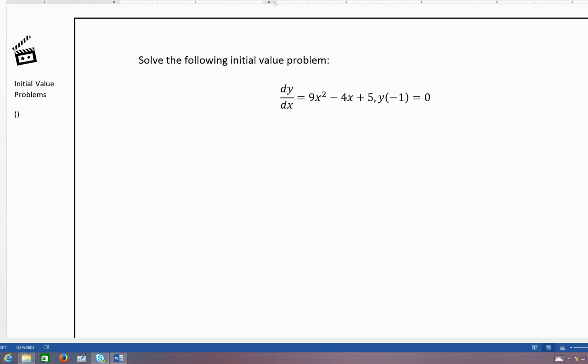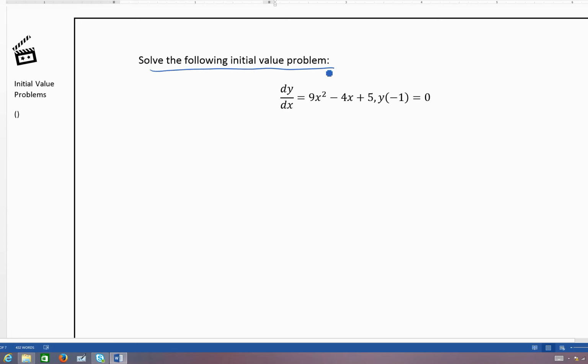Now, sometimes we'll actually have a problem where we know the derivative of a function and we know something else about the function. We know one point on the function. And then we'll actually be able to find the big F that we've been talking about, the antiderivative, and actually find what C should be, an exact value of C. And when we're doing this, this is called an initial value problem.